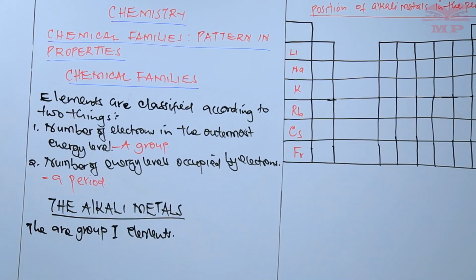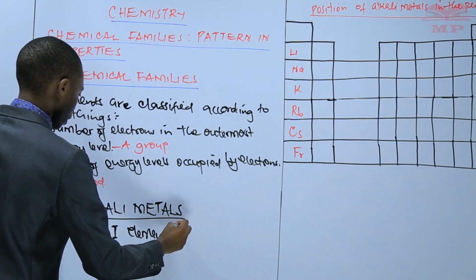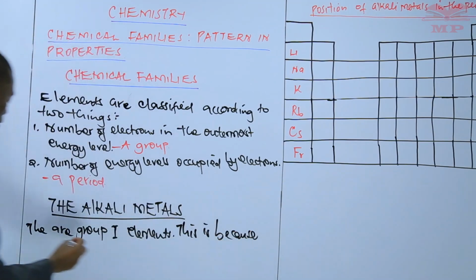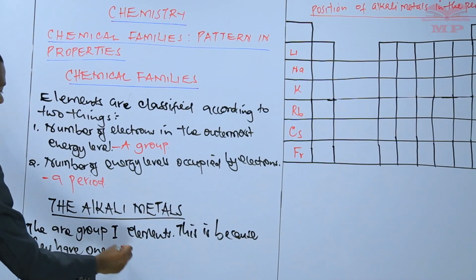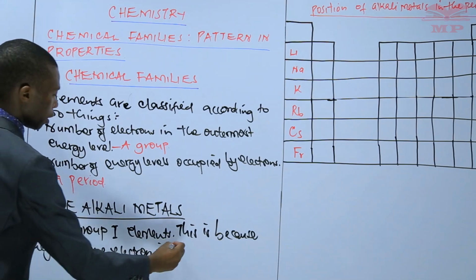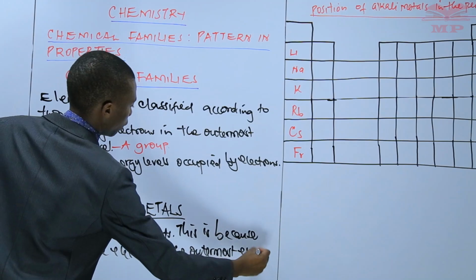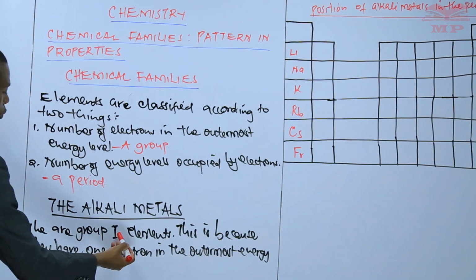The reason why they are called group 1 elements is because they have one electron in the outermost energy level. The electron is just one in the outermost energy level, and that's why they are called group 1.